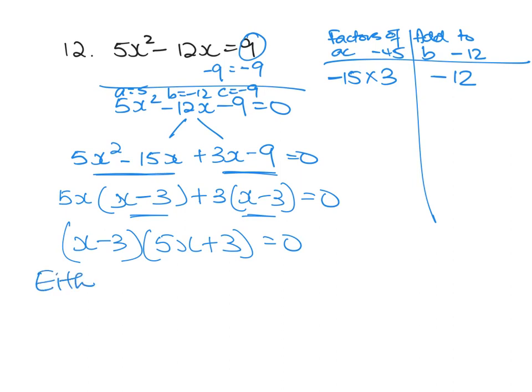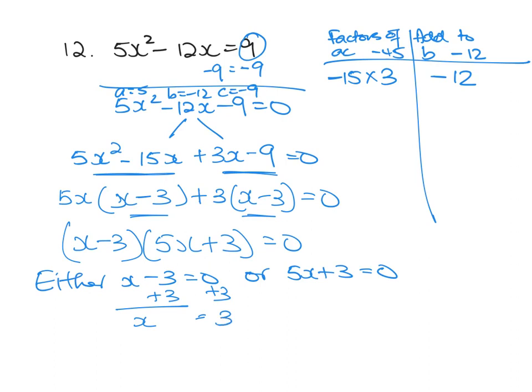So we say either x minus 3 equals 0 or 5x plus 3 equals 0. Add 3 to both sides, so you get that x is equal to 3. Then we will minus 3 from both sides, and we'll get that 5x is equal to minus 3. Divide both sides by 5, so we get x is equal to minus 3 over 5. And there we have our two solutions.